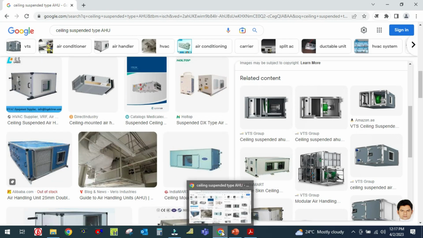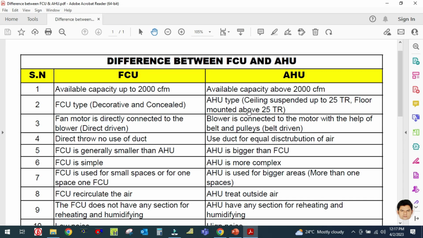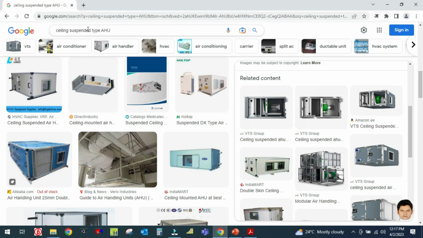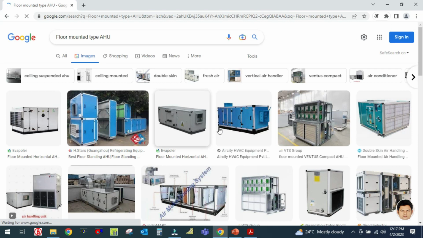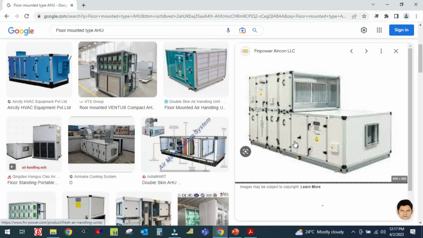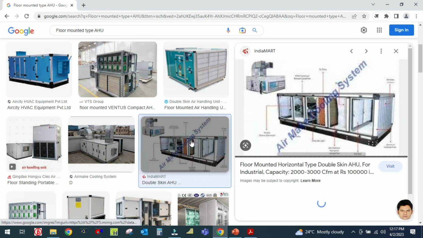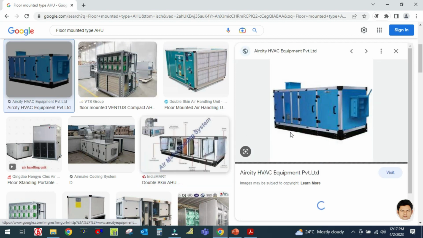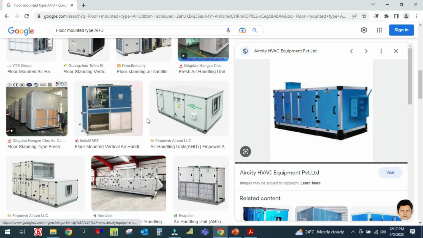And the next type is floor mounted type AHU. Let me search for you. So these are the floor mounted type AHU. See, this is the floor mounted type AHU. This is bigger in size and weight.